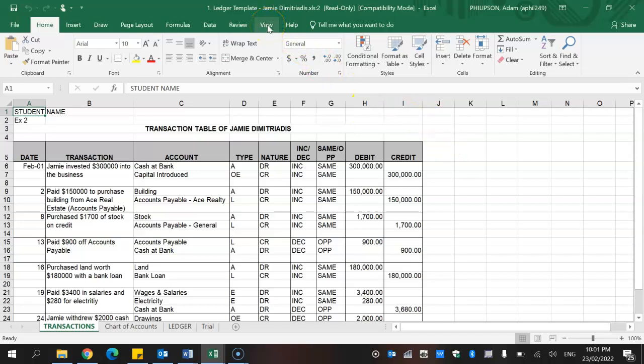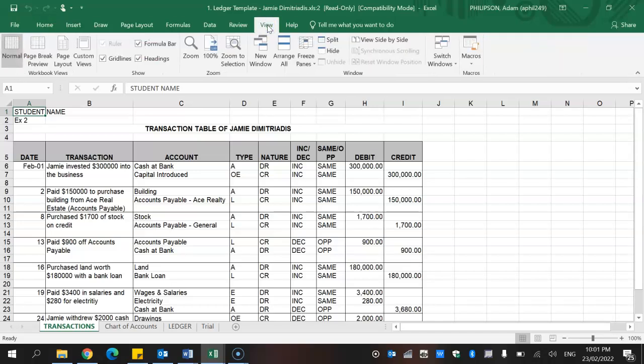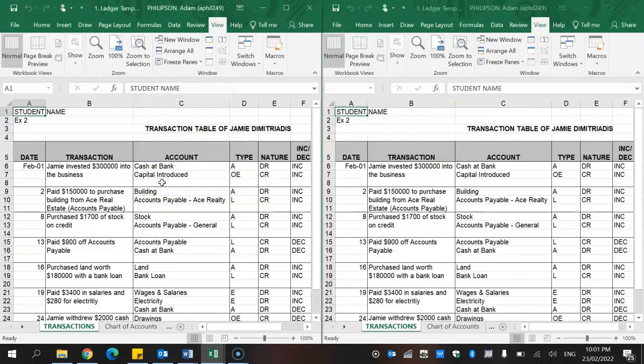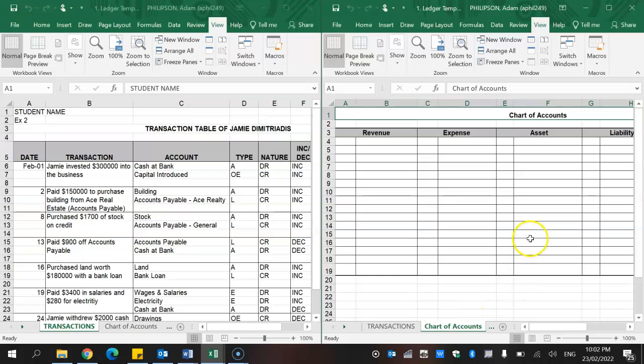And so then I want you to come back up to view, click on view again, and this time we want to click on arrange all. We want to select vertical, and I want you to also click Windows of Active Notebook, and click OK. You might need to go back and do that a couple of times, Miss, until we get it right. So we've got screens side by side now, and our first step is going to be chart of accounts. So we get the chart of accounts over on our right, and we have our transaction table over on our left.